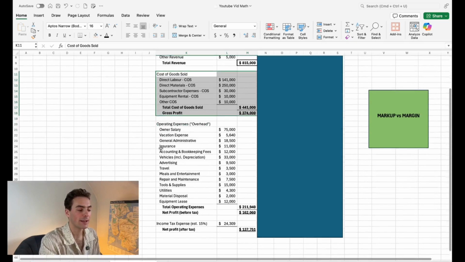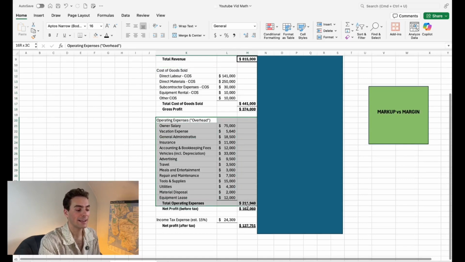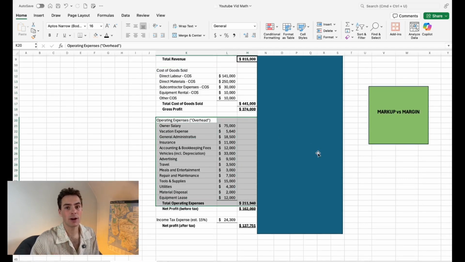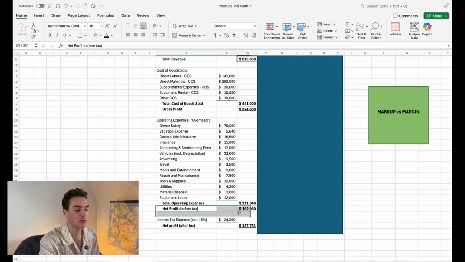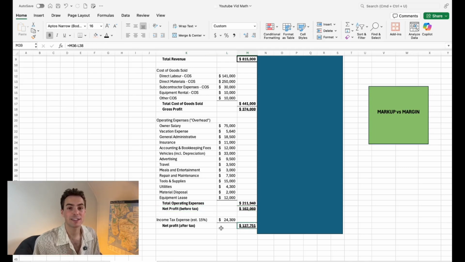Then you have your operating expenses, or what we call overhead. And these are the expenses that are not attributable to one specific job. Rather, they are incurred regardless of the level of work that you do. And for this company, over the year, they incurred 211,000, almost 212,000 in overhead expenses, bringing them to a net profit before tax of 162,000. Then you include your tax, estimated 15% tax rate, and here you have a net profit after tax of 137,000.